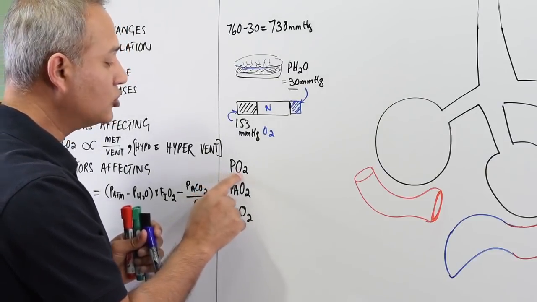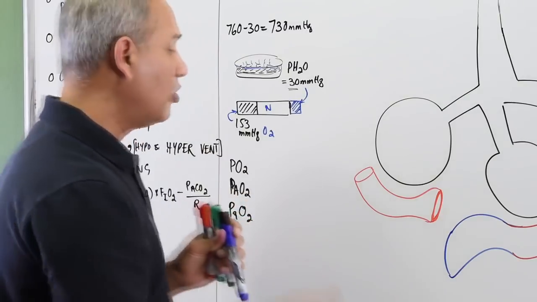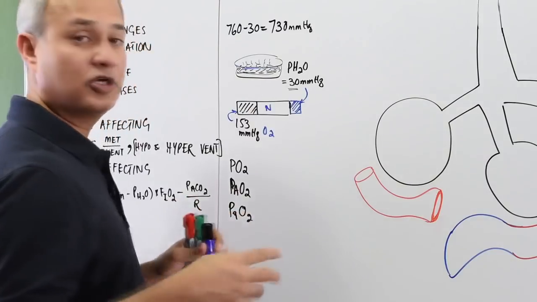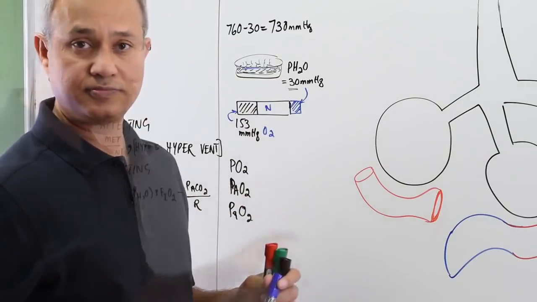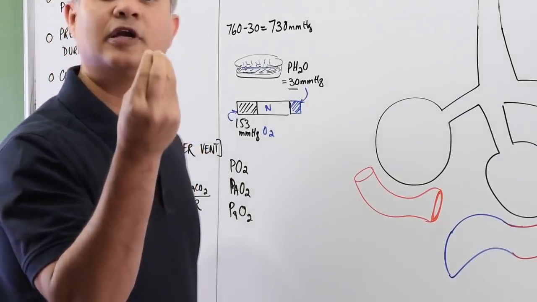So you'll write PO2, or partial pressure of oxygen, PCO2, partial pressure of carbon dioxide, PN, partial pressure of nitrogen, and PH2O, partial pressure of water. Okay, got it. So that is a partial pressure. We now understand why we call it partial.